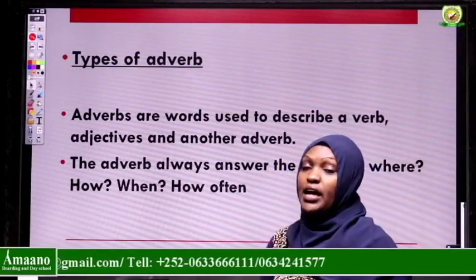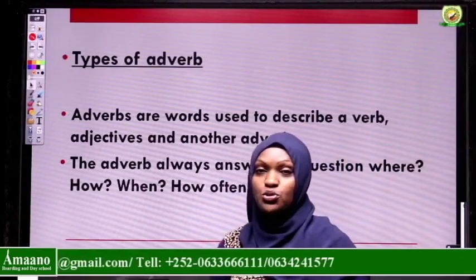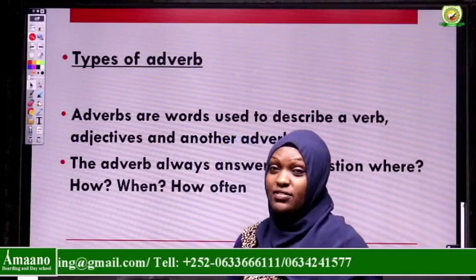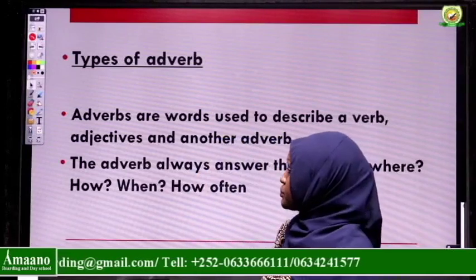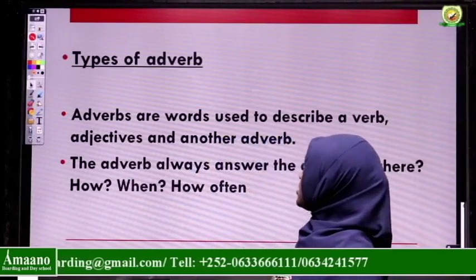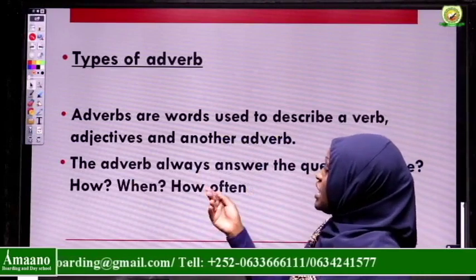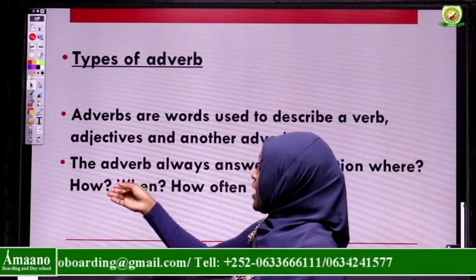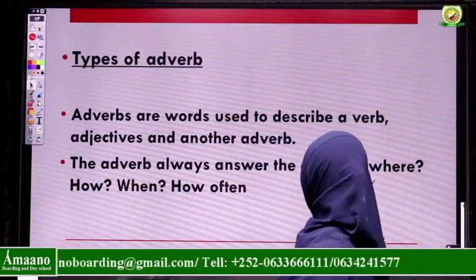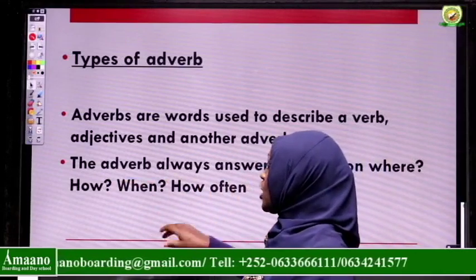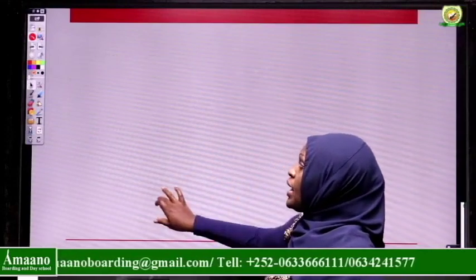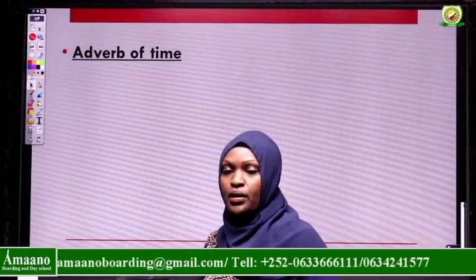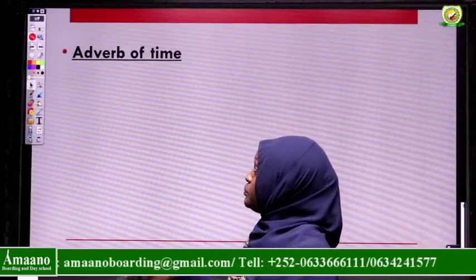Now, today we want to learn the other two types of adverbs, that is the adverb of time and the adverb of manner. So we have said adverbs are words used to describe a verb, adjectives, and another adverb. Then the adverb always answers the question where, how, when, and how often. Now let's look at the adverbs of time.